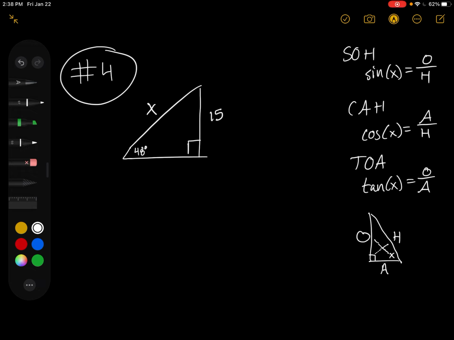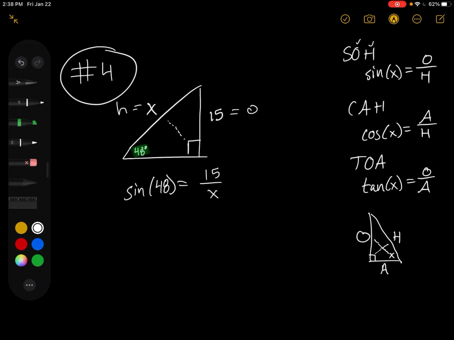So in this example, we have 48 degrees as our angle. Opposite is 15. The hypotenuse is across from 90 degrees, so that is going to be our x value. In order to solve this question, we need to use O and H. The only one that uses O and H in its ratio is sine. So we're going to have sine of 48 degrees, our opposite is 15, and our H is x there.